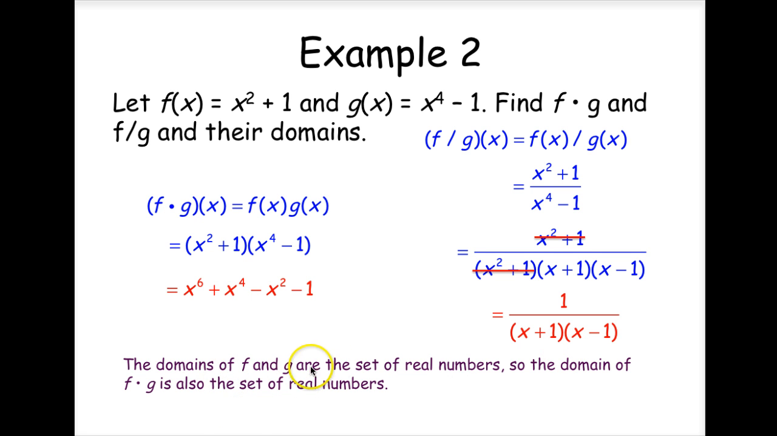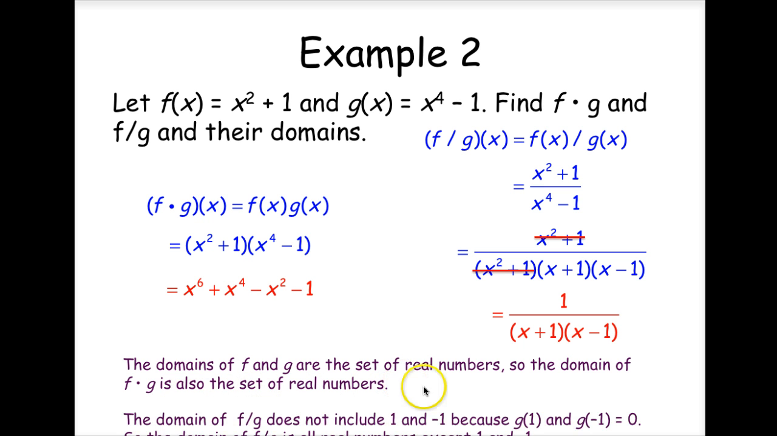The domains of f and g are the set of real numbers, so the domain of f times g is also the set of real numbers. However, we cannot include negative 1 or positive 1 because it will make the denominator 0. So the domain of f divided by g does not include 1 and negative 1.